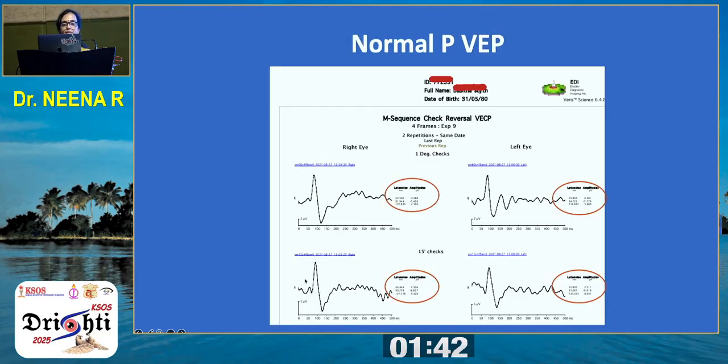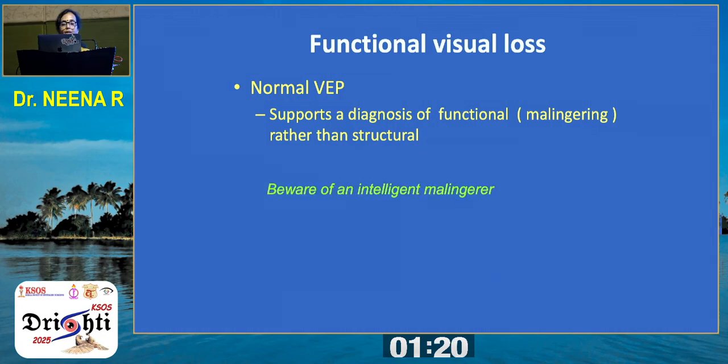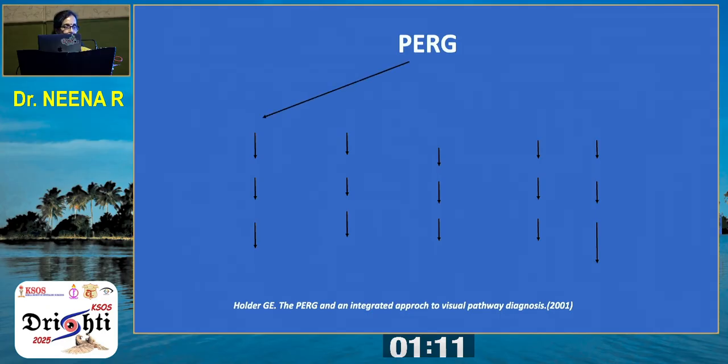So you can see here this is a normal pattern VEP, but the main indication for a pattern VEP would be a demyelinating optic neuritis, and for malingerers you can also try pattern VEP. Flash VEP is usually done when there's poor visual acuity, poor fixation, dense media opacity, and in infants to assess the visual potential, and also to monitor visual recovery in CVI patients. Remember that an intelligent malingerer can make your VEP abnormal, so always do a flash VEP for such patients. So this is the last slide I'd like to end.